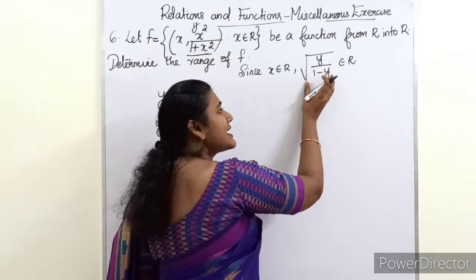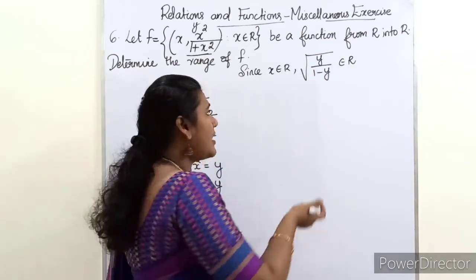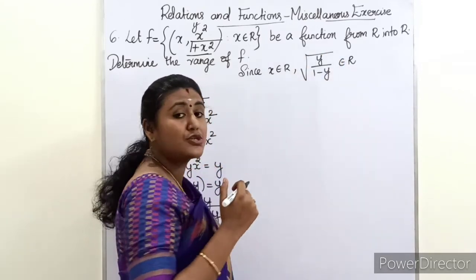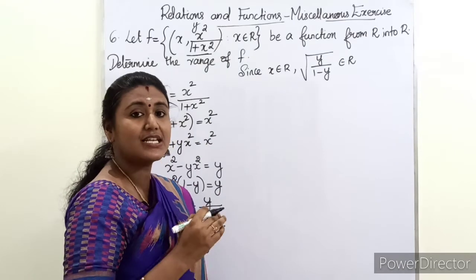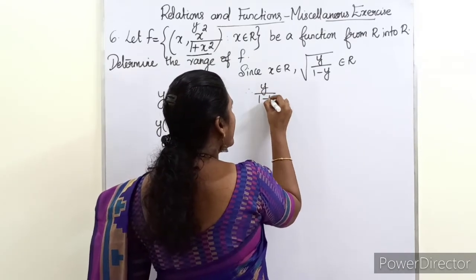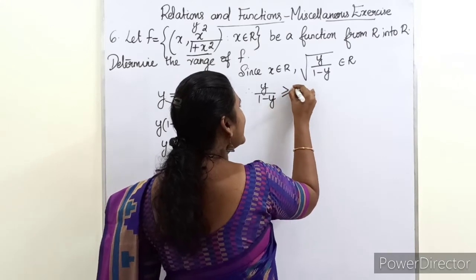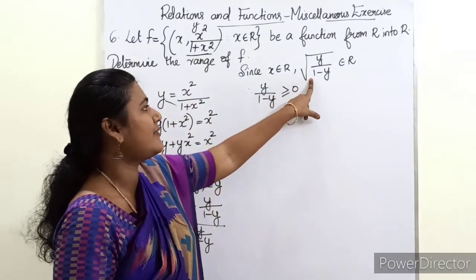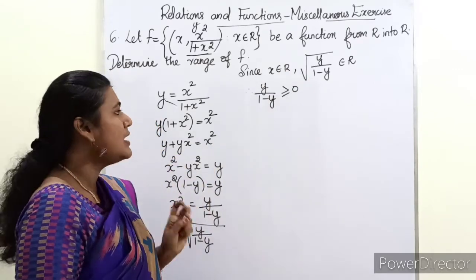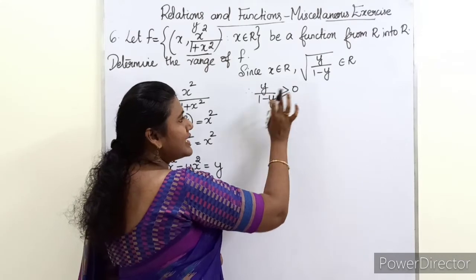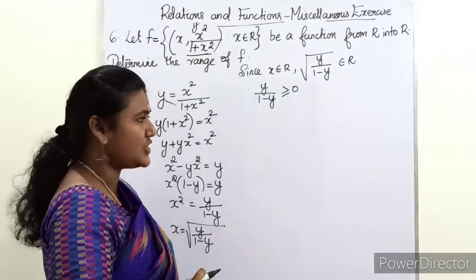So when this expression can be a real number, the expression inside the square root symbol should not be negative. That is, it should be positive, or we can say that y by 1 minus y should be greater than or equal to 0. In that condition only this square root will be a real number. So we got here y by 1 minus y greater than or equal to 0 condition.